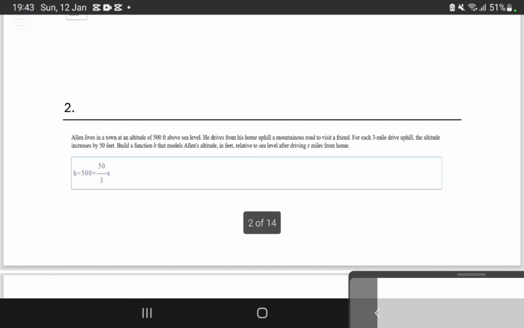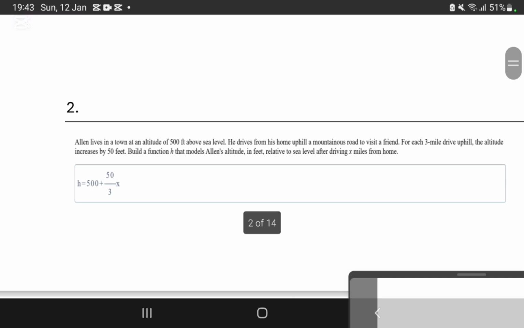Look, so it says here that for every 3 miles uphill, his altitude increases by 50 feet. Which is why we put 50 feet over 3 miles.